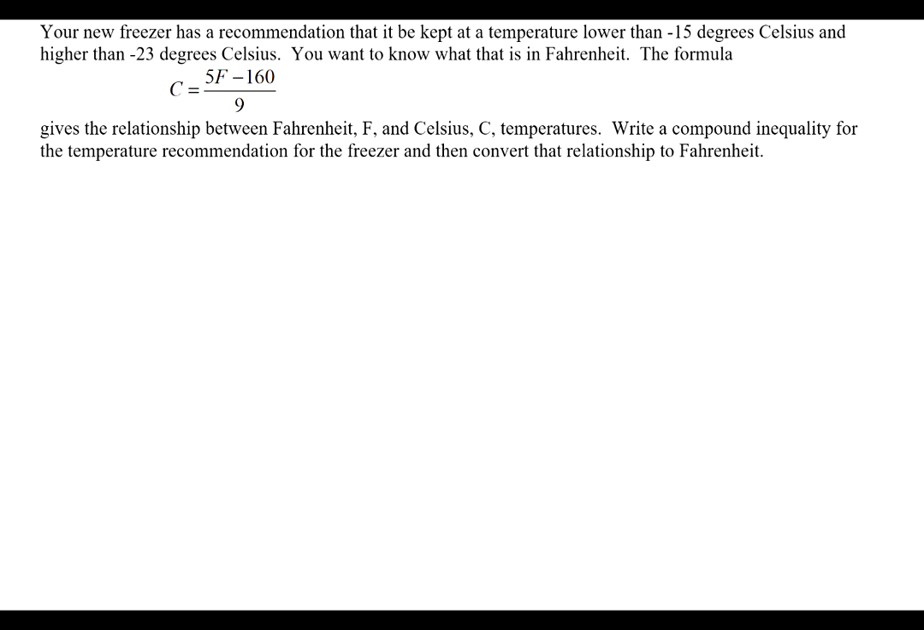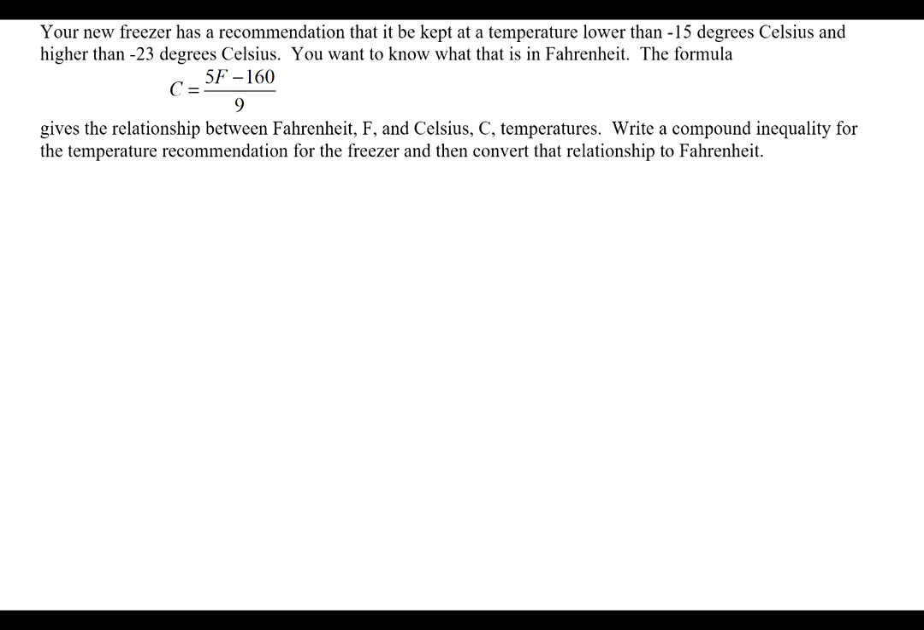Let's look at an application of a double inequality. Your new freezer has a recommendation that it be kept at a temperature lower than negative 15 degrees Celsius and higher than negative 23 degrees Celsius. You want to know what that is in Fahrenheit.